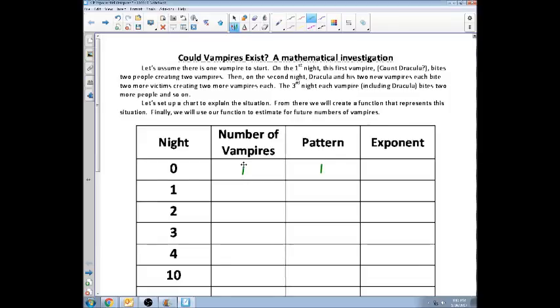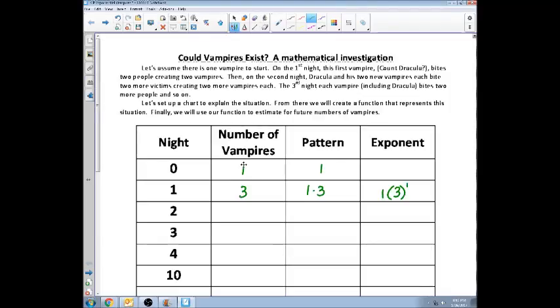Okay? After the first night, when Dracula goes out and bites two people, how many vampires are there? Well, there's 3. So how did I get from 1 to 3 using multiplication? I would have taken 1 times 3. Well, if you remember from our exponents, that means that I had 3 to the first power. But we also multiplied by 1. So how I would write that is 1 times 3 to the first power.